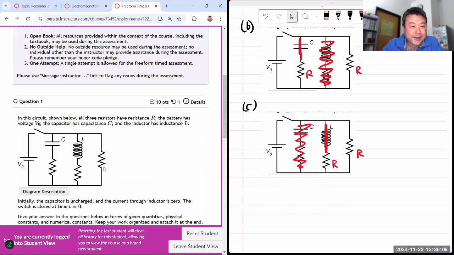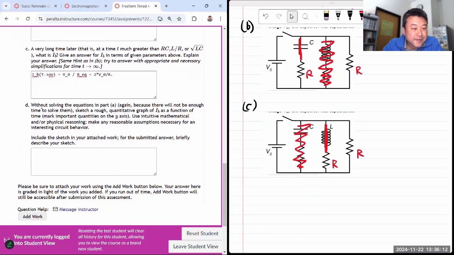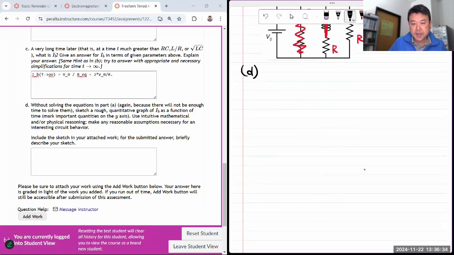So how much time do I have? I got 11 minutes. That might be enough time, but it says without solving the equations in part A, sketch a rough quantitative graph. That's interesting. Yeah, so I think having done B and C gives me some idea, because having done B and C, I know some asymptotic behavior of my current.